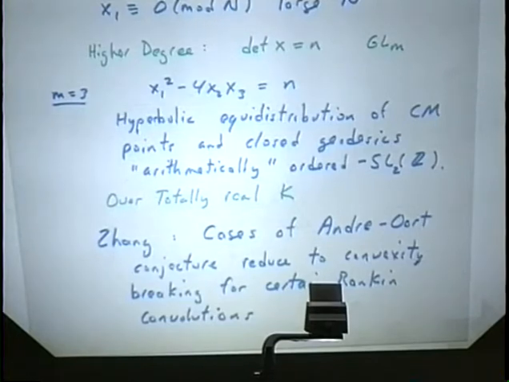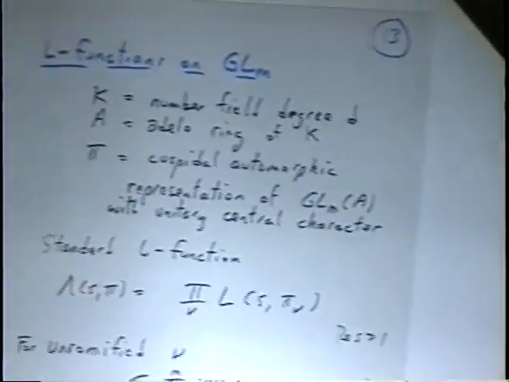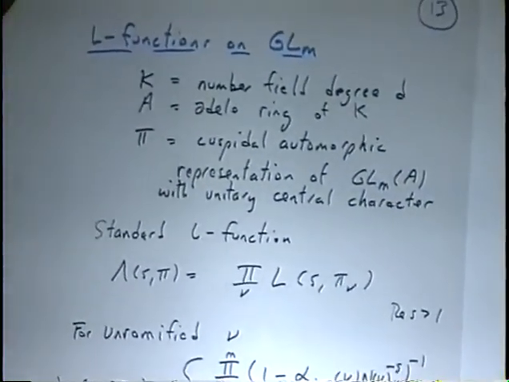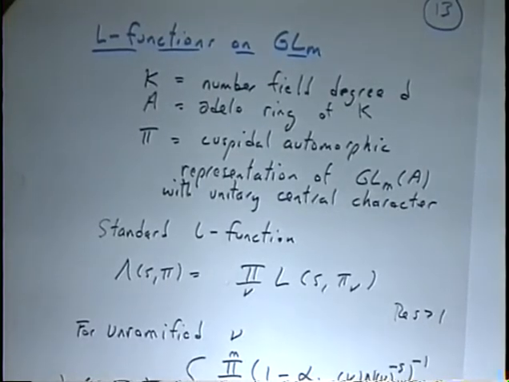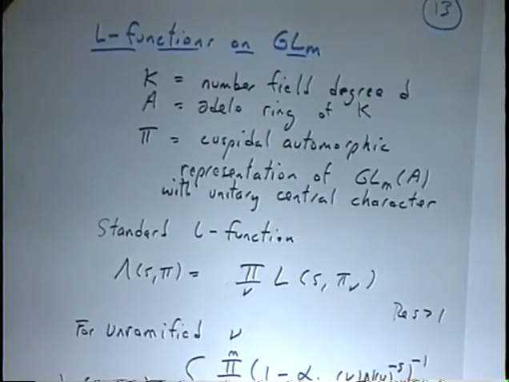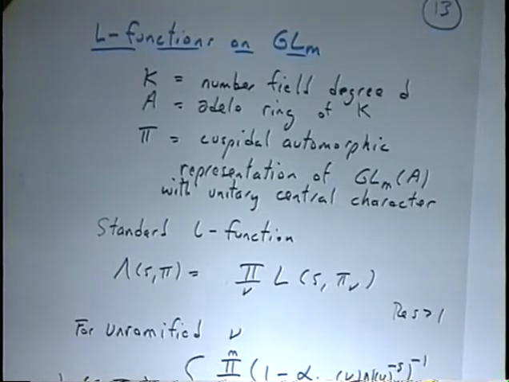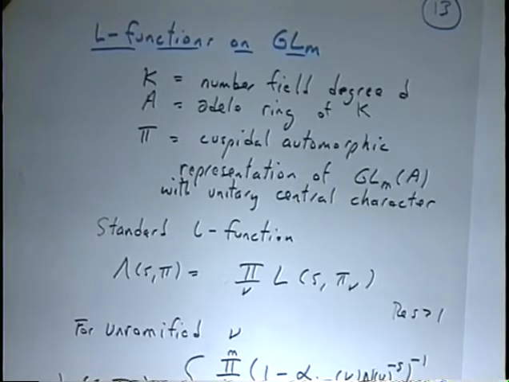Okay, so let me introduce the general Ramanujan conjecture. So if we have L-functions on GL(m), and here I don't think I need to spend too much time except just to fix the notation. So I'll talk about them over a general number field K, and let A be the adele ring of K, and suppose that pi is a cuspidal automorphic representation of GL(m) of A with a unitary central character.